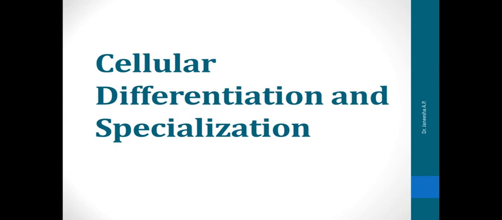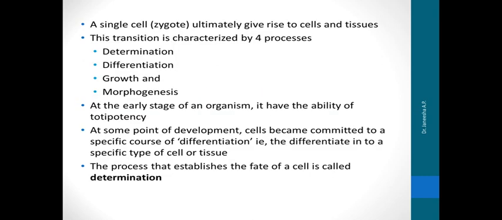Good morning. Today we are going to discuss another topic, cellular differentiation and specialization. We know that after fertilization, the male and female gametes combine and form the zygote, a single cell, which ultimately gives rise to cells and tissues. So from the zygote, an animal or a plant is developed.